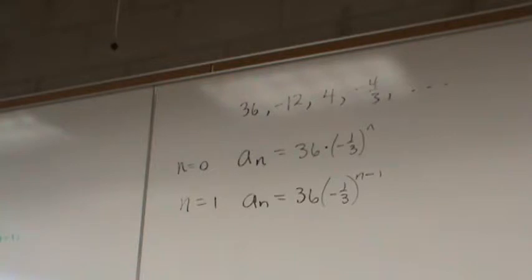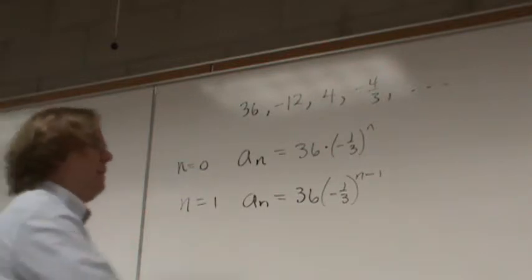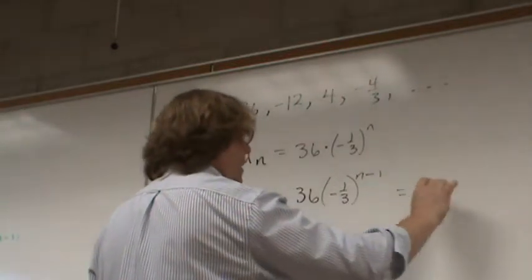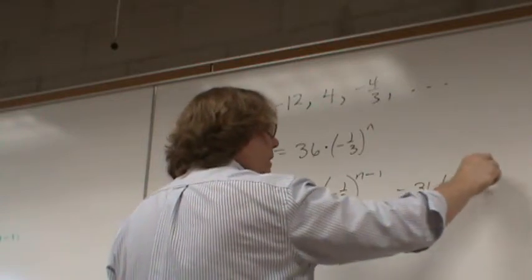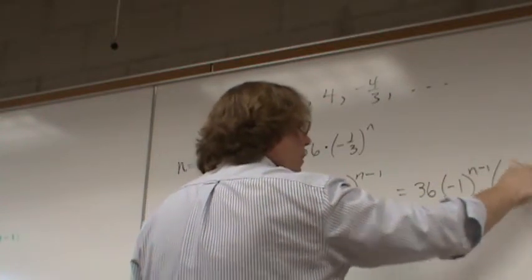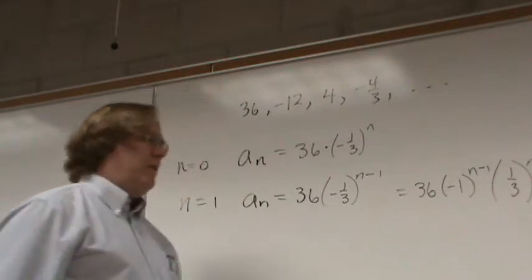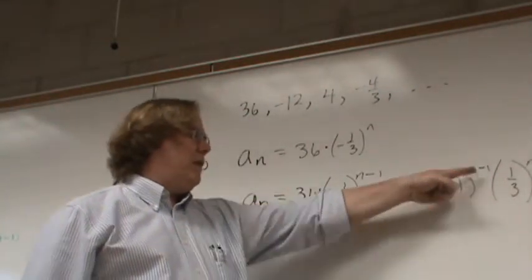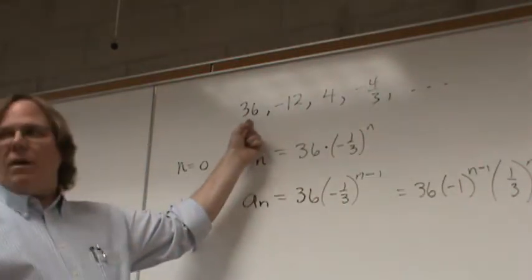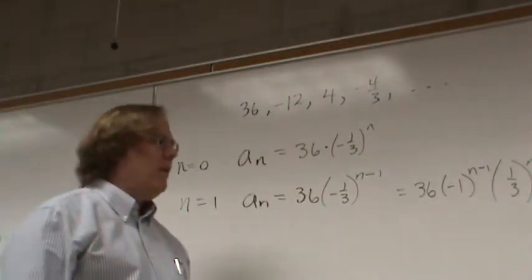Is it okay if we put the -1 to n, like instead of -1? Oh yeah, when we learn about alternating series, I'm actually going to talk about that. So this would be 36 times -1 to the n minus 1 power times 1/3 to the n minus 1 power. But if n equals 1, it still has to be the n minus 1 power, because you still need that first term to be positive.